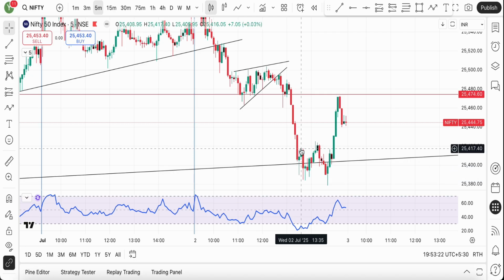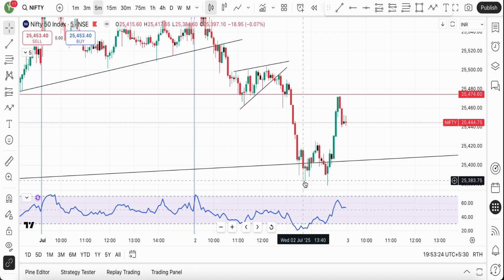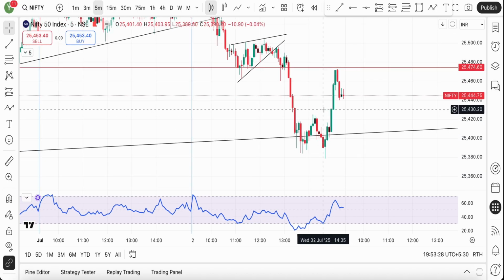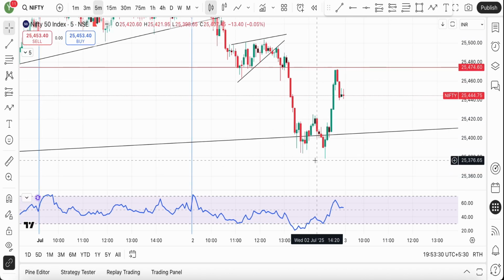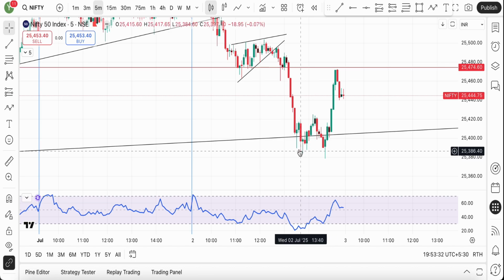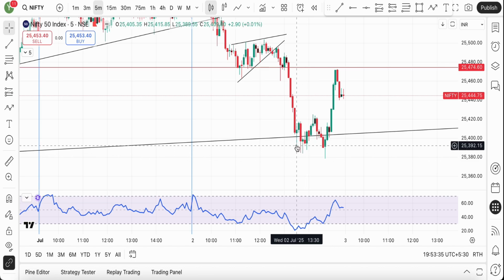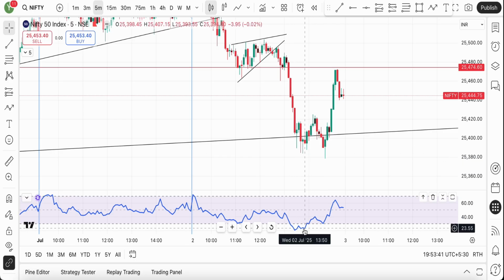Then the market gave us a swing, and then again formed a new low. Now, as I told you guys, in case you are in a short position and you see a positive divergence on the charts, it is a sign for you to get out. And as you can see, this was the RSI positive divergence. The market formed a new low, but RSI formed a new high.